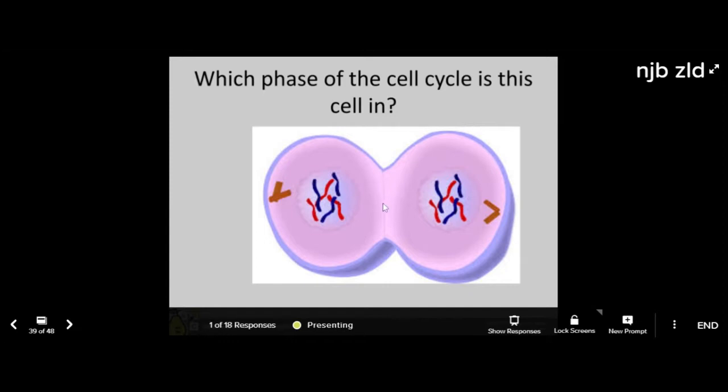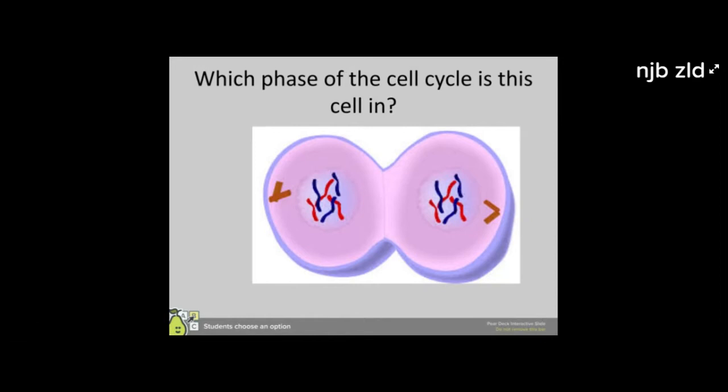Which phase of the cell cycle is this cell in? You could put Maddie on Luke's shoulders and form an ultra. 6, would that be like 10 feet? Yeah. You could be an ent then.